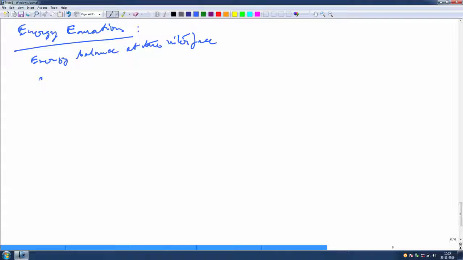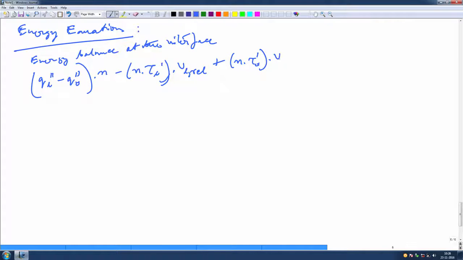So next, as we said in the last class, we have done the mass, we have done the momentum, now we are going to do the energy equation, right? Okay, so energy balance at the interface: QL double prime minus QV double prime dot N, relative, plus, square by 2 minus EL.